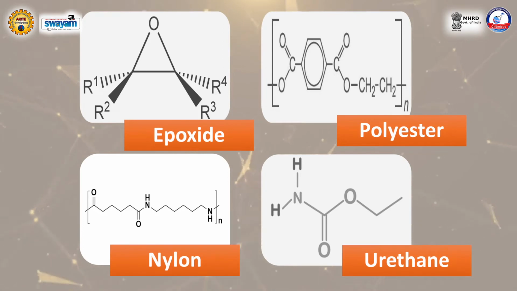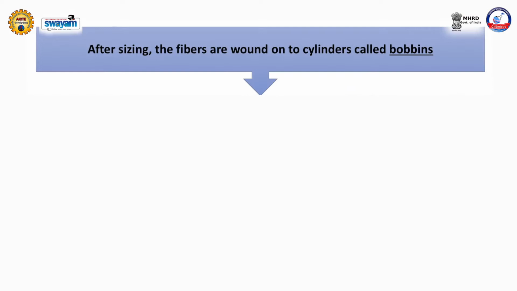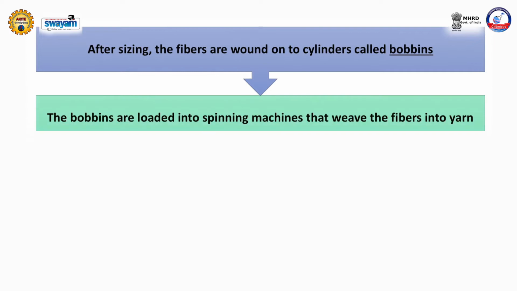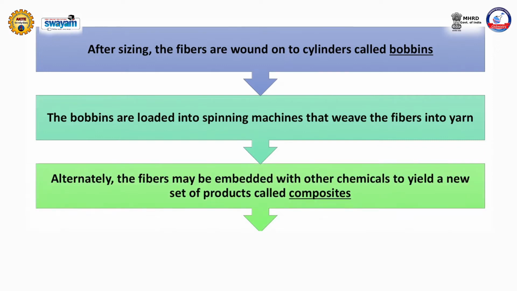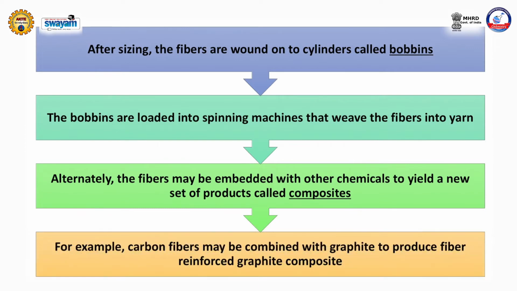Common coating materials are epoxide, polyester, nylon and urethane. After sizing, the fibers are wound onto cylinders called bobbins. The bobbins are loaded into spinning machines that weave the fiber into yarn. Alternately, the fibers may be embedded with other chemicals to yield a new set of products called composites. For example, carbon fibers may be combined with graphite to produce fiber reinforced graphite composite.